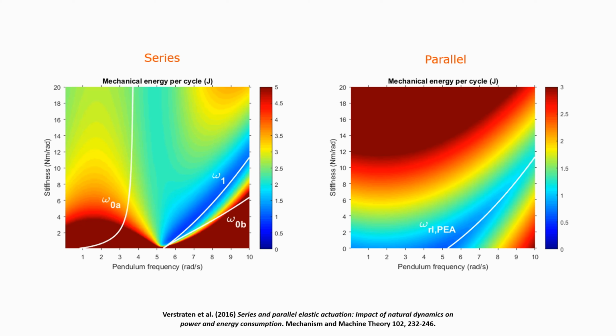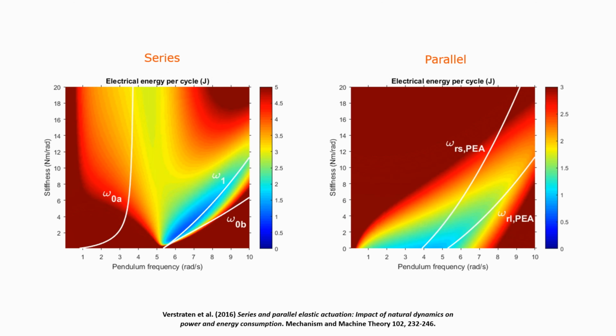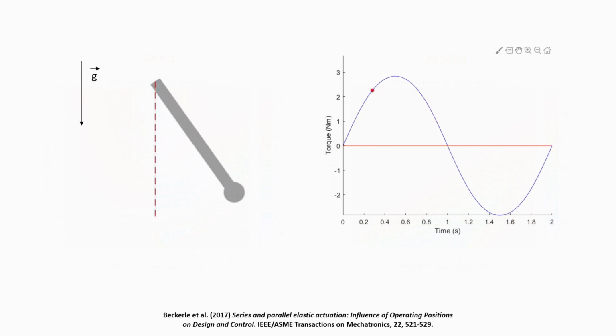Interestingly, the optimal stiffness for the series springs was roughly the same in both cases, while for the parallel springs, the optimal stiffness for minimal electrical energy consumption was higher than for minimal mechanical energy consumption. Series springs appeared to do better at high frequencies, especially in terms of electrical energy consumption. However, this result can easily be changed by adding an offset to the imposed motion.